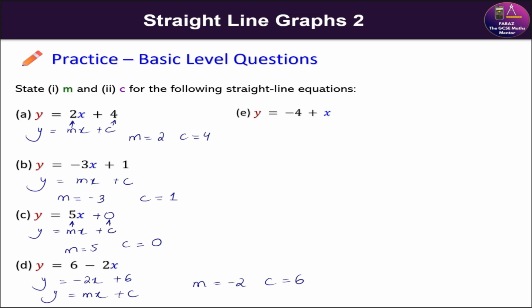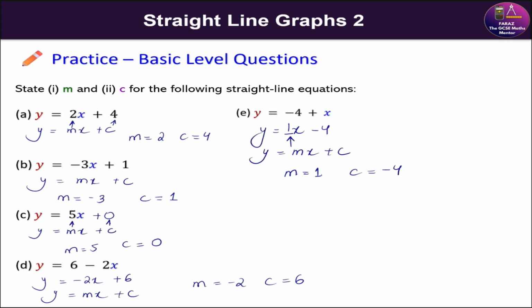The last one, y equals negative 4 plus x. Again, let's rearrange to y equals x minus 4, plus x and then minus 4. Then compare it with the form y equals mx plus c, which means that now there is nothing in front of x. It means it is 1, which means that m equals 1 and c equals negative 4.